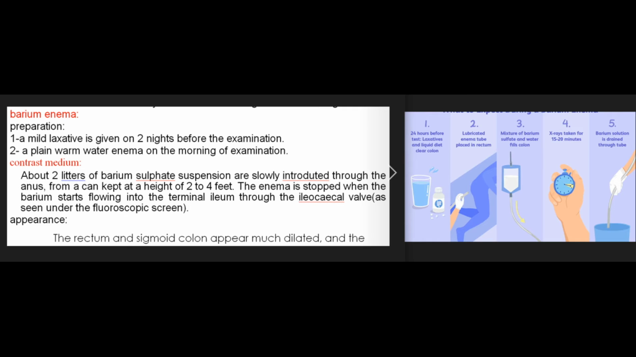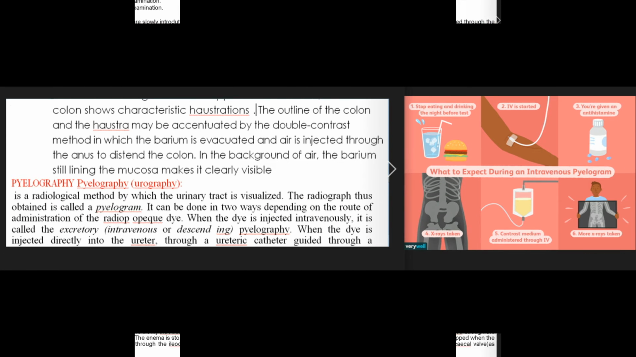2. A plain warm water enema on the morning of examination. Contrast medium. About 2 liters of barium sulfate suspension are slowly introduced through the anus, from a can kept at a height of 2 to 4 feet. The enema is stopped when the barium starts flowing into the terminal ileum through the ileocecal valve, as seen under the fluoroscopic screen. Appearance. The rectum and sigmoid colon appear much dilated, and the colon shows characteristic haustrations.